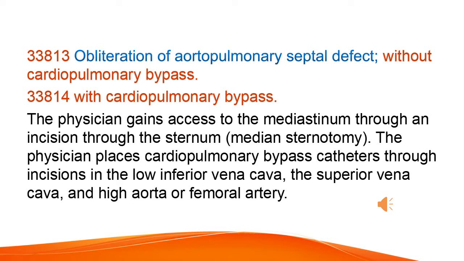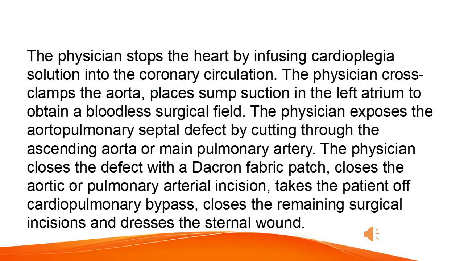The physician places cardiopulmonary bypass catheters through incisions in the low inferior vena cava, the superior vena cava, and high aorta or femoral artery. The physician stops the heart by infusing cardioplegia solution into the coronary circulation. The physician cross-clamps the aorta, places sump suction in the left atrium to obtain a bloodless surgical field.